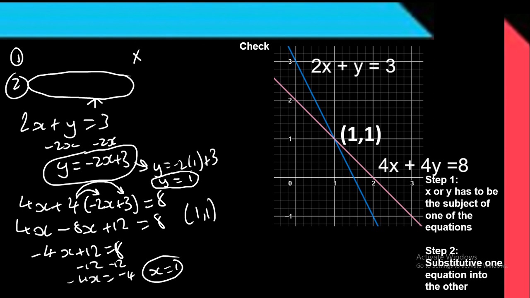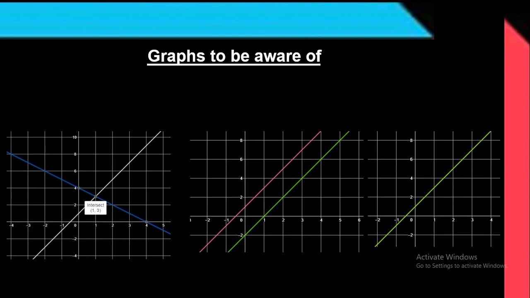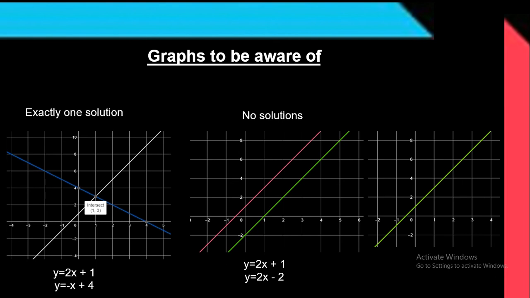Okay? Now let's have a look at a worded question. Oh, before we do that, let's just remind you of the different types of graphs. So remember, if you have two linear equations and they're not parallel, they have different slopes, different gradients, they will intersect at exactly one point. If you have two lines that are parallel, there's no solution. And if you have a line that is exactly the same, it has an infinite number of solutions.